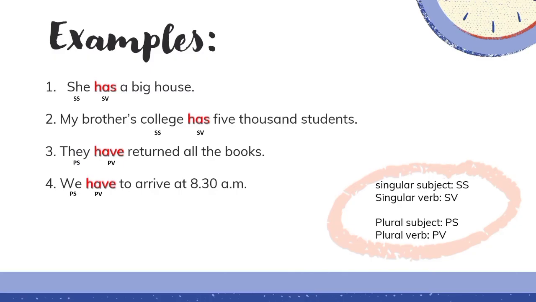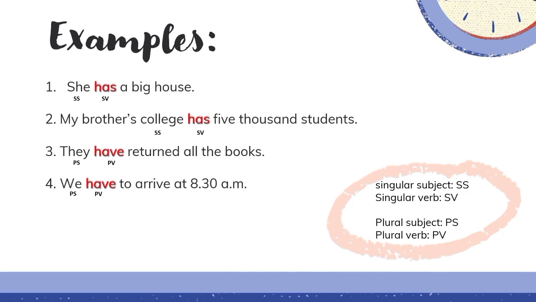Now look at the examples. Number 1. She has a big house. So here, she is singular subject. Remember, we need to use has because it is singular verb. Number 2. My brother's college has 5,000 students. So here, college is singular subject and we need to use has as the singular verb.